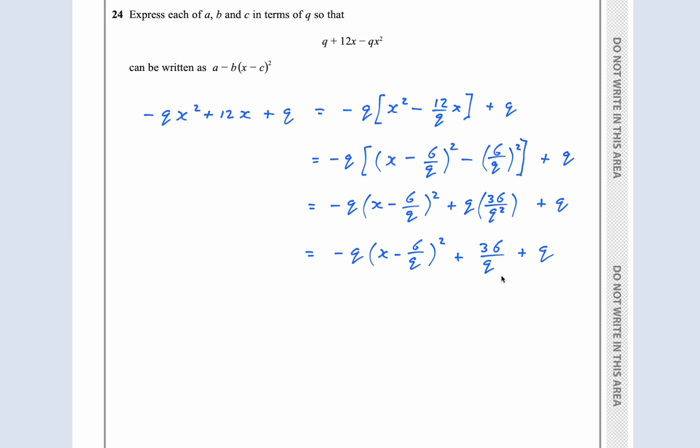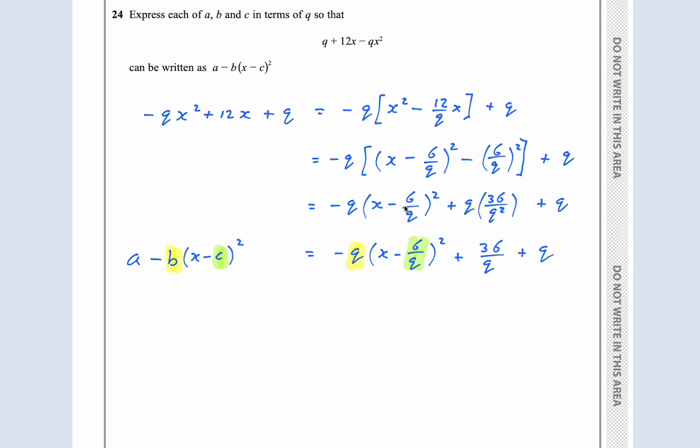Okay, now he says this thing, this can be written as a minus b times x minus c squared. So that means the minus b is, let's highlight something, guys. The minus b is minus q. It's this thing, the b is the thing that comes before this. So b is actually equal to q. It's minus b and it's minus q, so just b equals q. Okay, then the c is minus c. So this c here is this 6 over q.